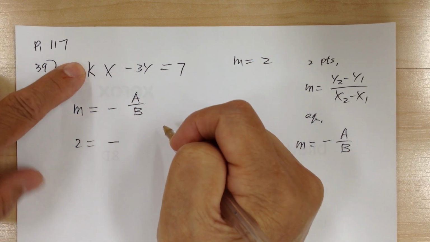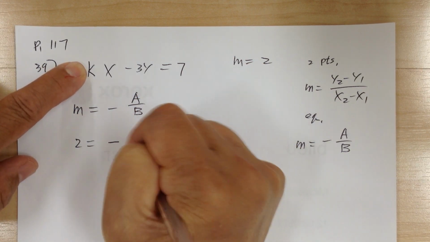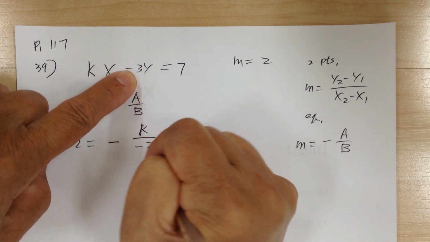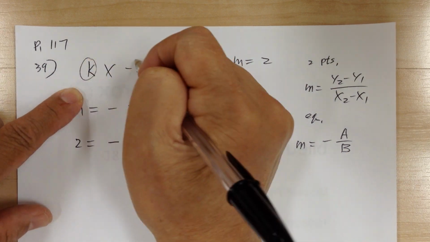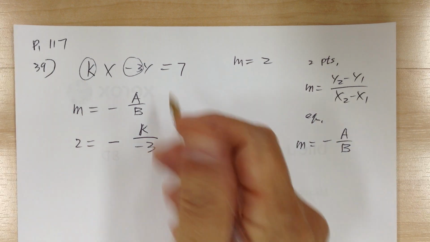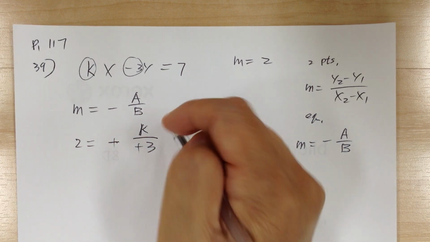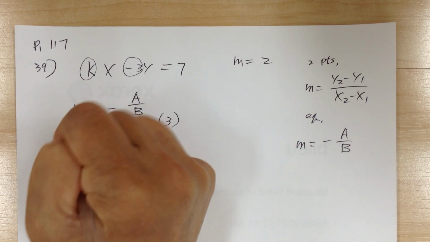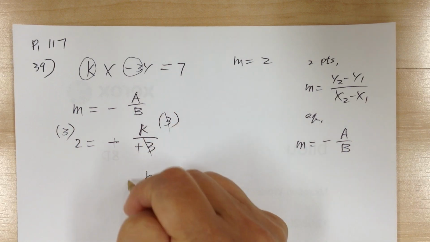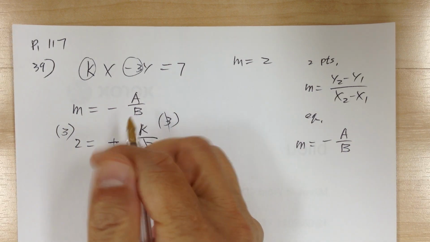So negative. Now this is your a, so a is k. B is negative 3, okay? So again, that's your a and that's your b. From here, the negatives cancel out, and you multiply by 3 on both sides. This will cancel out, so k will equal 6.